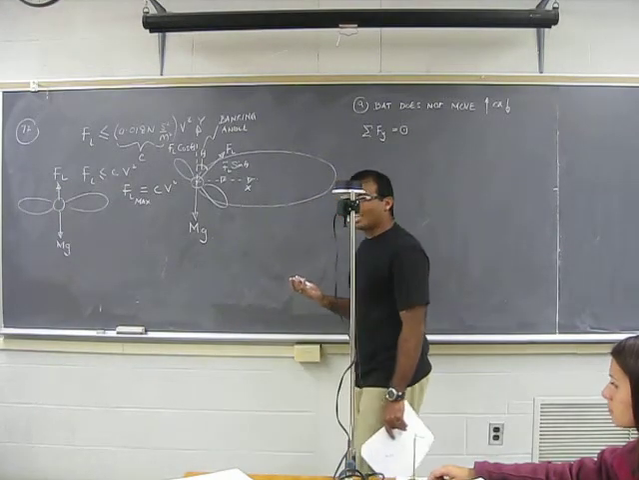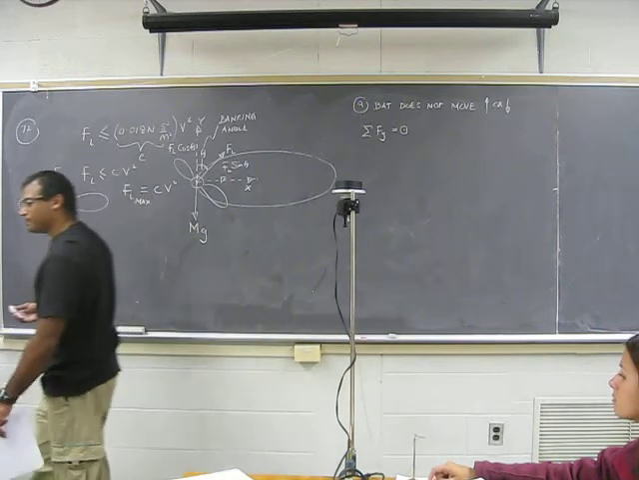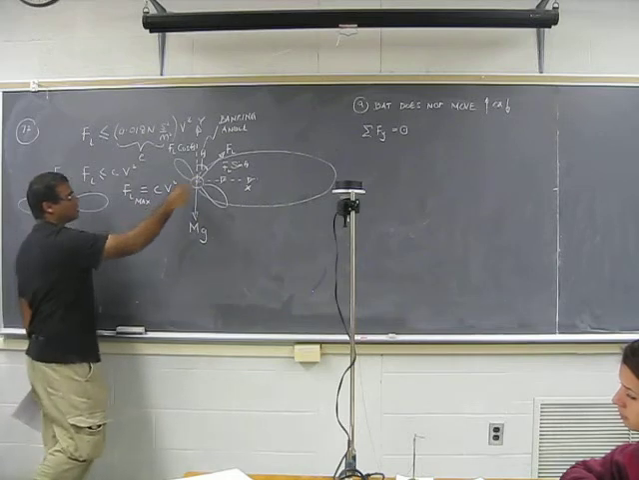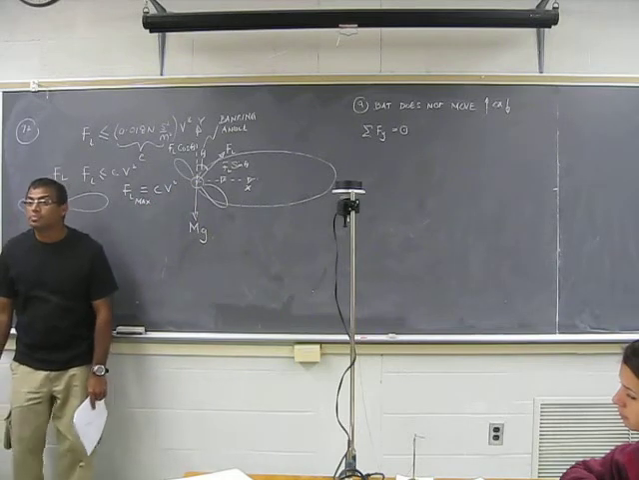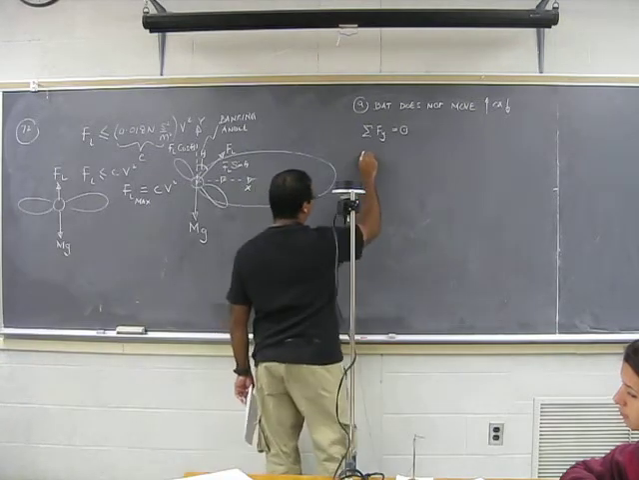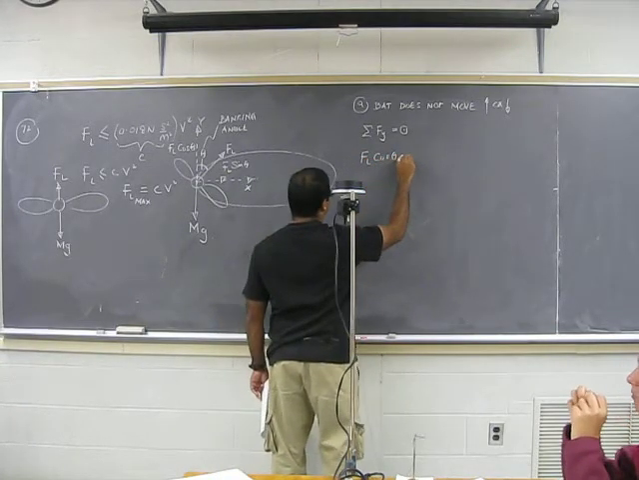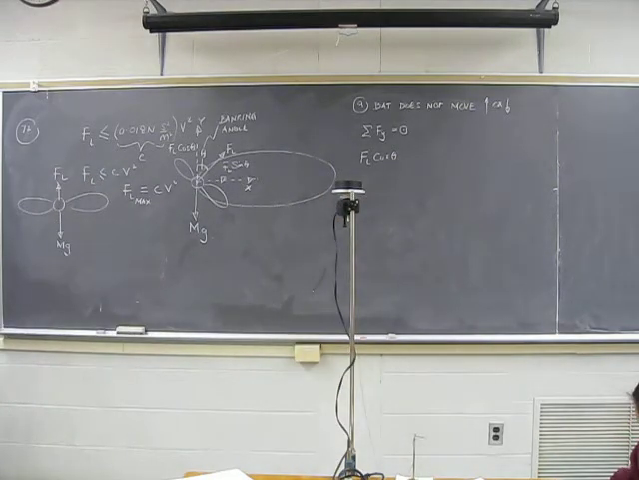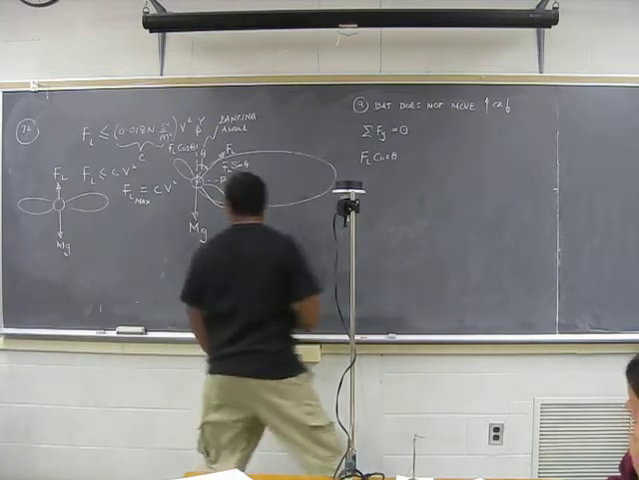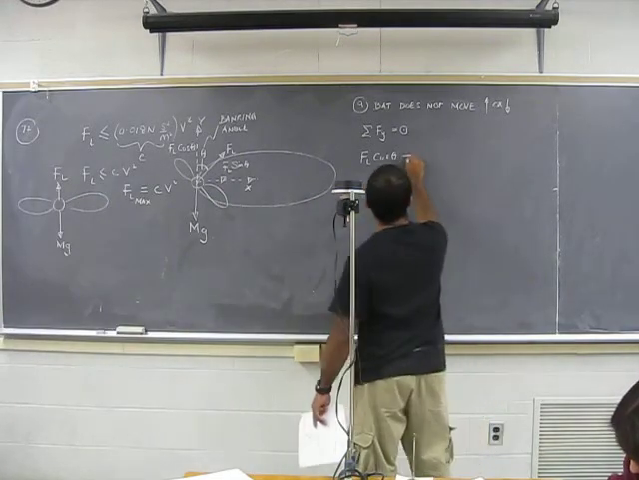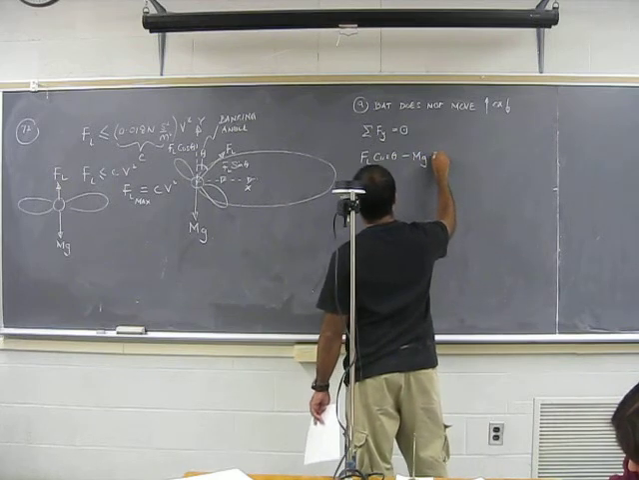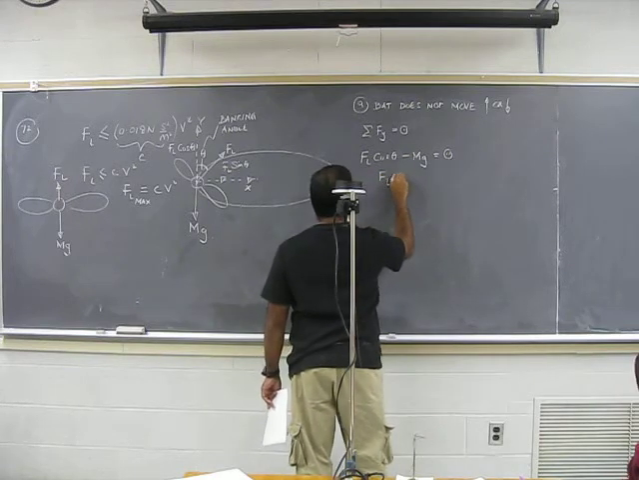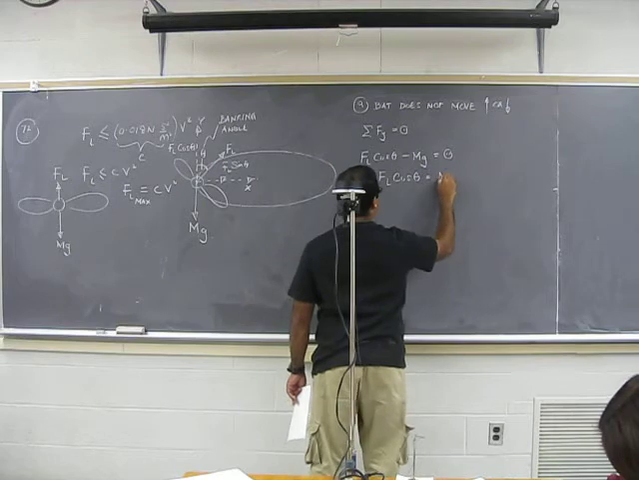Tell me a force in positive y. What would be a force acting in positive y on the bat's body? FL cos theta. And tell me another force acting in y direction. mg. And is it going to be positive or negative? Negative. And that would sum to 0. So that would give me FL cos theta equals mg.